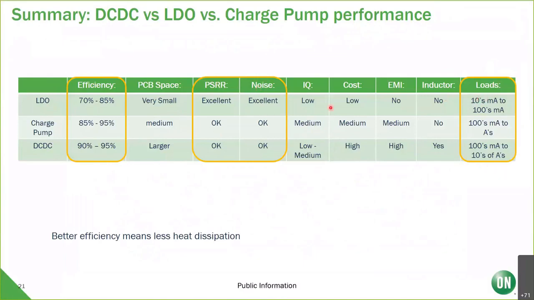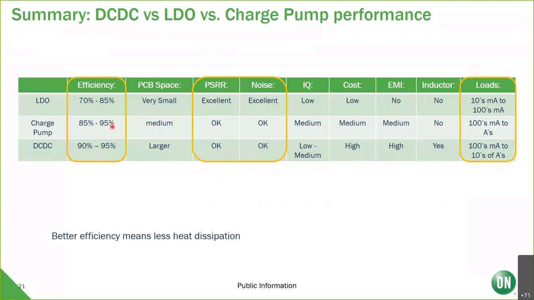So LDOs are really good for smaller loads, typically tens of milliamps to hundreds of milliamps. Excellent PSRR and noise rejection. Very small, very low cost, low IQ, no EMI because there's no inductor. However, they're low in efficiency. So, they make sense where they make sense.